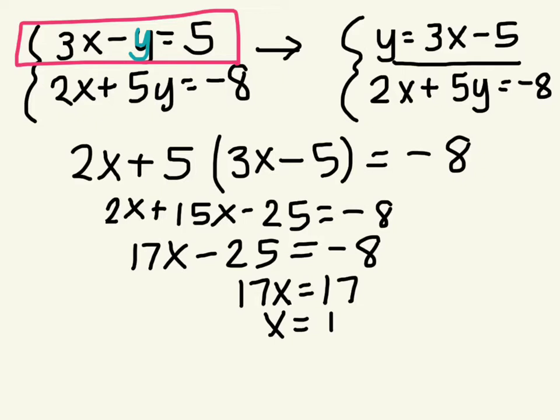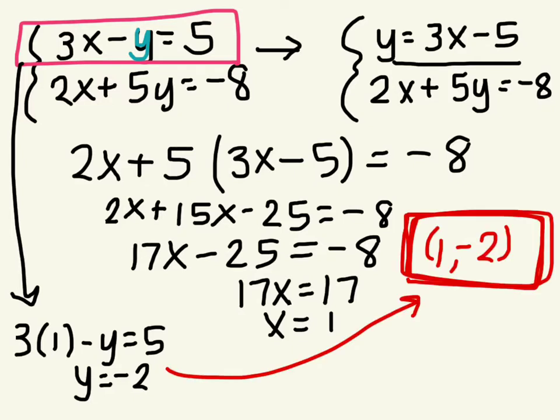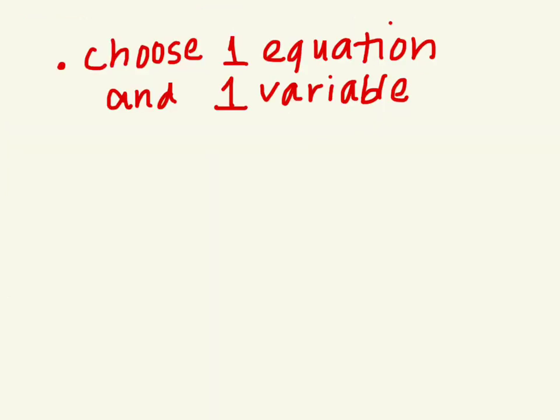So if my x value is 1, I'm going to choose any of my equations above and plug in that value to get my y value. I'm going to use that first equation again. 3x minus y equals 5 becomes 3 times 1 minus y equals 5. When I solve for y, y equals negative 2. Therefore, the solution to this system is (1, negative 2). Again, this is the coordinate point where those two lines intersect on a coordinate grid. The solution to this system of equations is (1, negative 2).